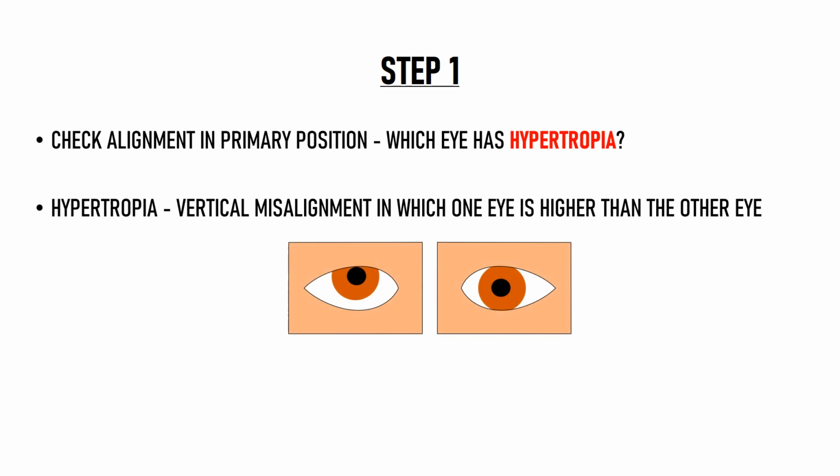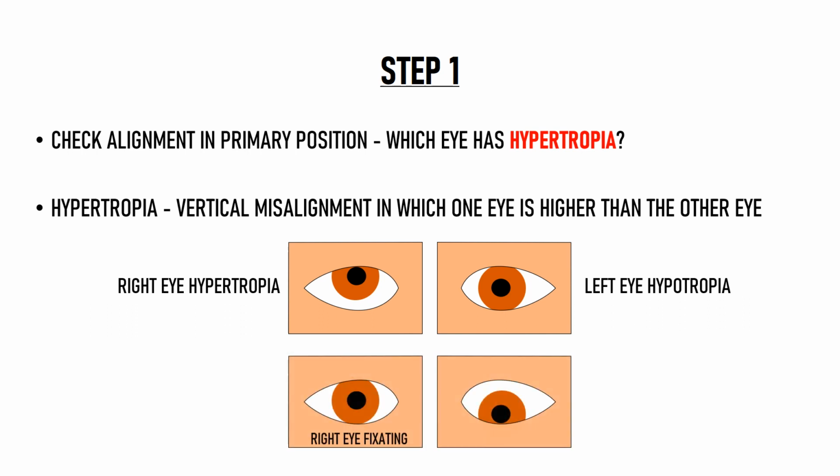So here we can see that the right eye is higher than the left eye. This is right eye hypertropia. But if you call it left eye hypotropia, then that would also be correct. Hypotropia is when one eye is lower than the other eye, so it is the opposite of hypertropia. But why is right eye hypertropia the same as left eye hypotropia? That is because when the patient fixates with his right eye, then the left eye would appear to be deviated inferiorly, and when the patient fixates with his left eye, then the right eye would appear to be deviated superiorly. So just by looking at the eyes in primary position, we cannot say which eye is the affected eye.